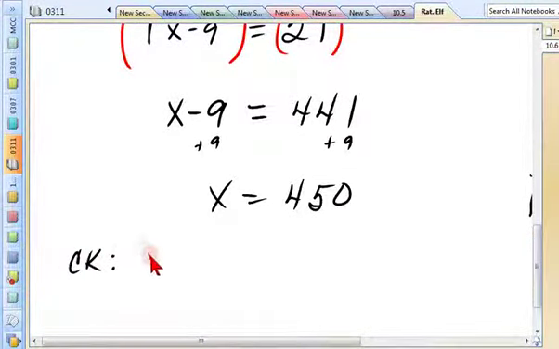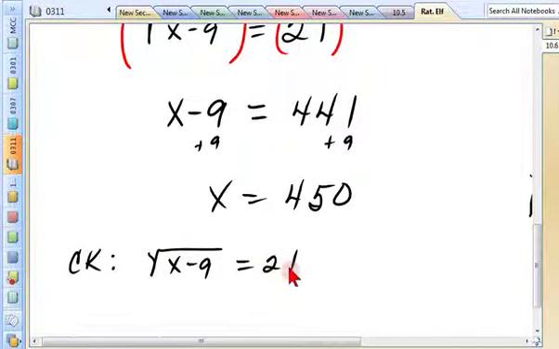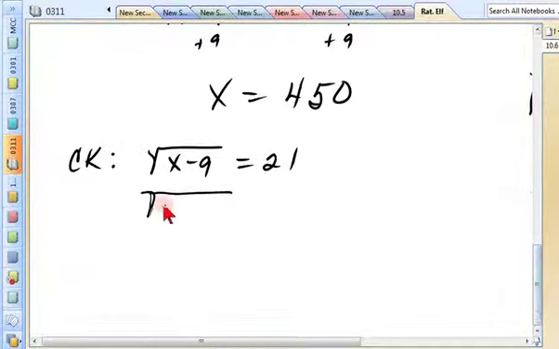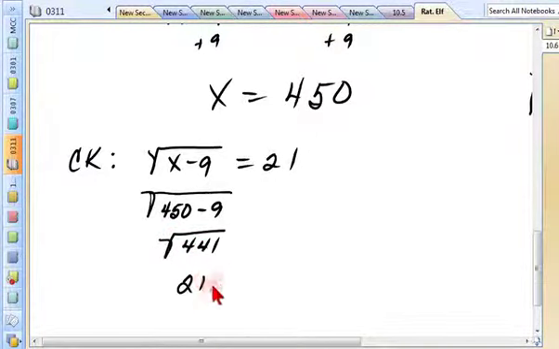All right, the original problem was square root of x minus 9 is 21. So it's going to be the square root of 450 minus 9, which is the square root of 441, which is 21. Algebraically, I'm kind of cheating a little bit. My format's a little off because I'm not keeping on with the equal sign and so on. But I'm just checking to see if the left side is equal to the right side.